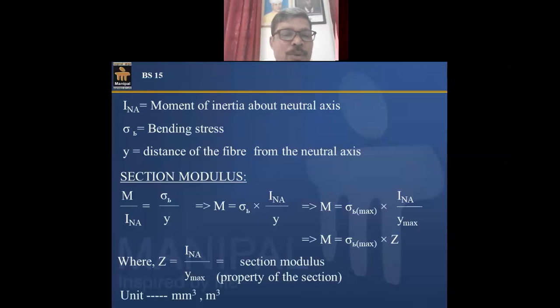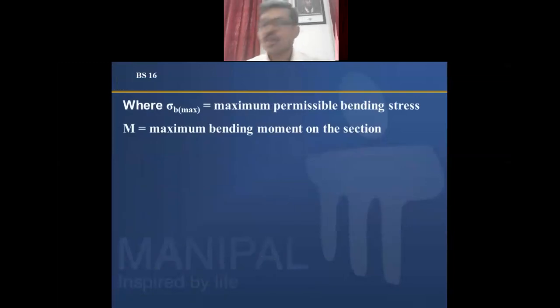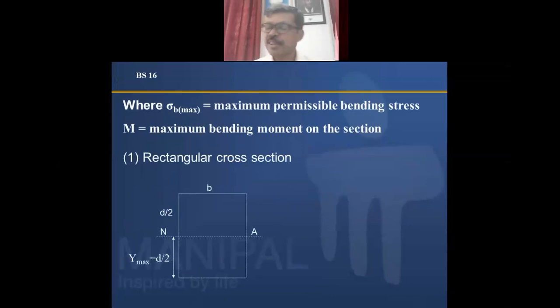And unit: moment of inertia has unit mm to the power 4, and y is in mm. Therefore, the unit of section modulus will be mm to the power 4 divided by mm, you will get mm to the power 3. So this term I have already explained. Now consider a rectangular section where d by 2 will be the CG, d by 2 at the bottom. So the neutral layer will be NA, where the bending stresses are 0. So Z is equal to I by y.